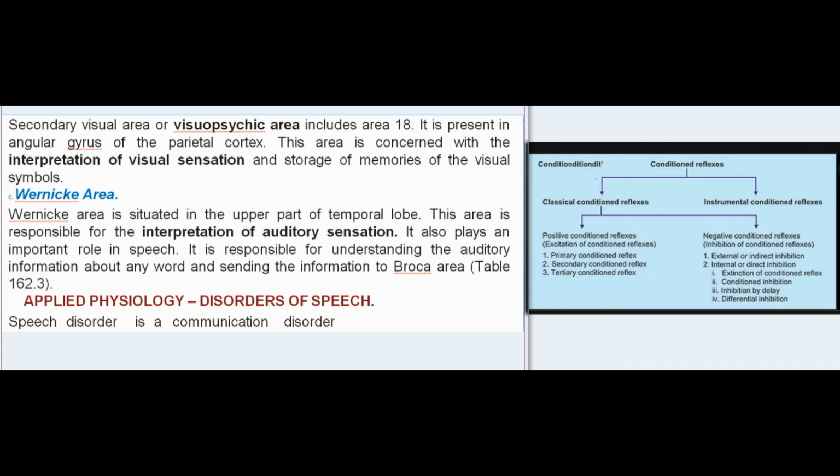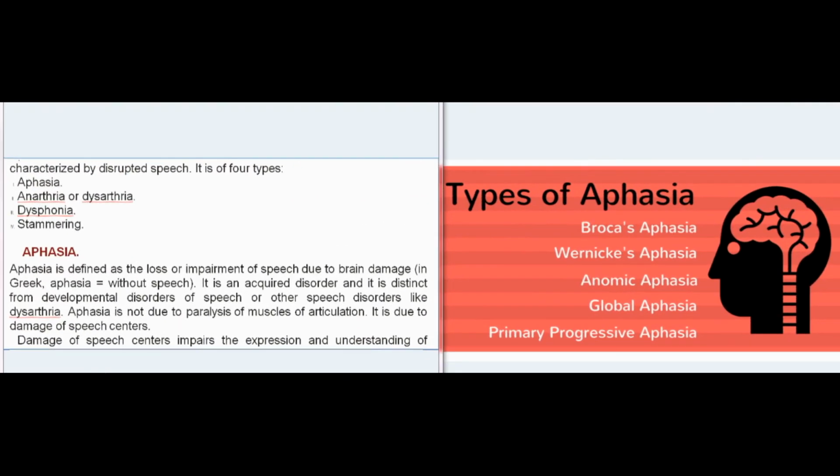Speech disorder is a communication disorder characterized by disrupted speech. It is of 4 types: aphasia, anarthria or dysarthria, dysphonia, stammering. Aphasia. Aphasia is defined as the loss or impairment of speech due to brain damage. In Greek, aphasia equals without speech. It is an acquired disorder and it is distinct from developmental disorders of speech or other speech disorders like dysarthria.